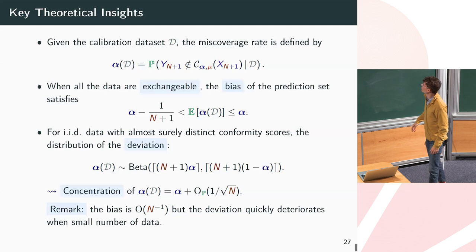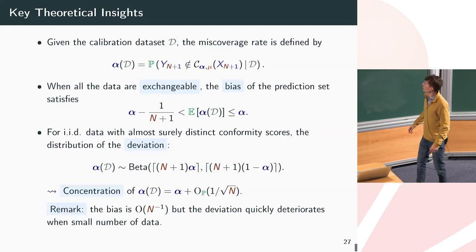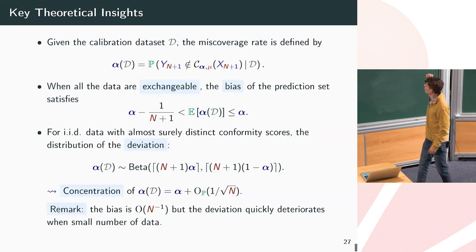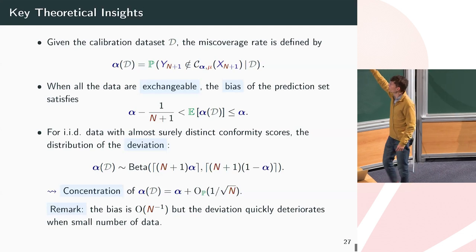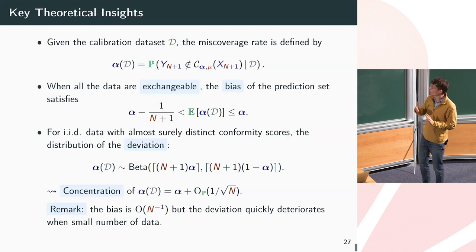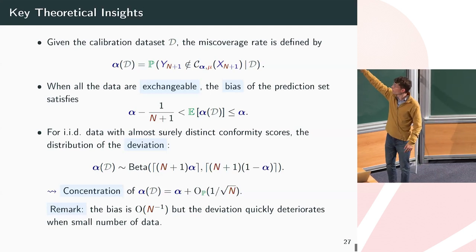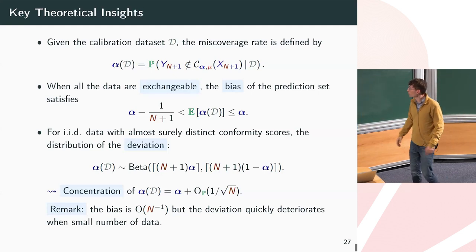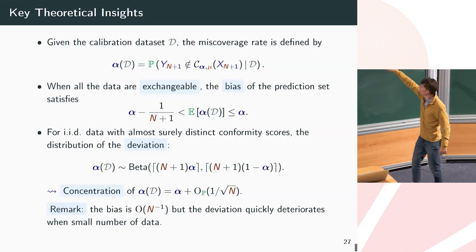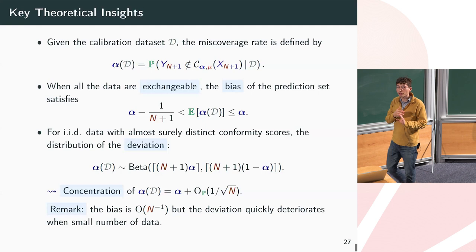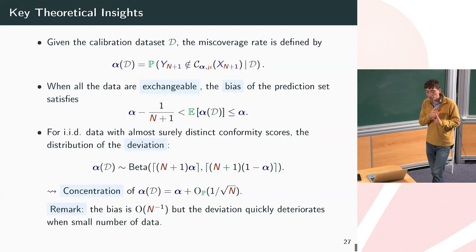And we also have that the miscoverage rate has a bias which is very small, because the miscoverage rate in expectation is very close to the targeted level alpha. And if you assume that you have some IID conformity scores, then in fact you even know the distribution of your miscoverage rate. It follows a beta distribution, which is concentrated around alpha. So you know that with a huge probability, you will be very close to alpha. You can also compare this with the bias, because the bias will be in 1 over n, while the deviation will be a little bit larger.